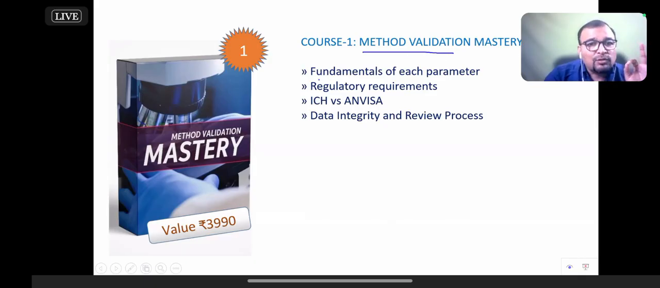So in the very first course, we'll talk about the fundamentals of each parameter. No guideline talks about the fundamentals, unfortunately. We will talk about the basics and fundamentals. We'll talk about the regulatory requirements. We'll talk about ICH and WHO. We'll talk about data integrity and the review process for the validations.